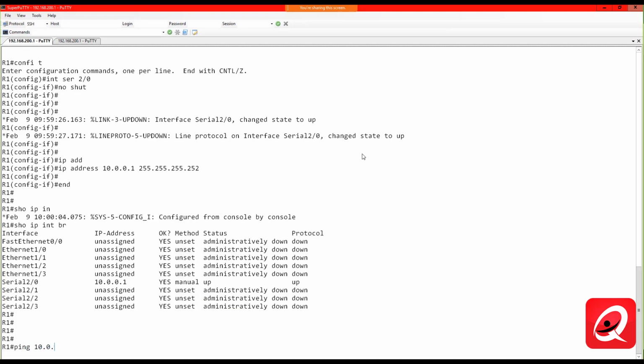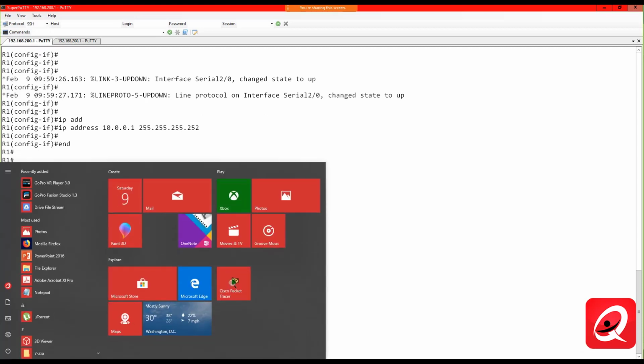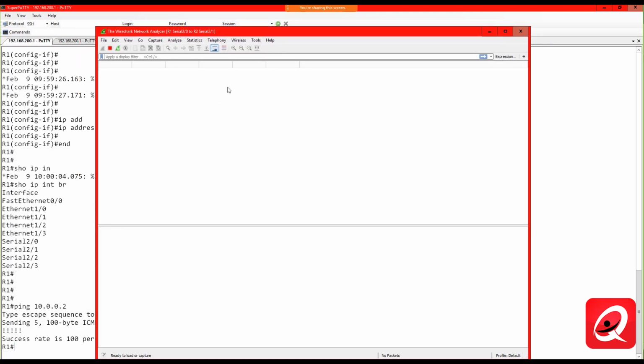All right, so I'm going to just do a ping to 10.0.0.2 and hopefully I'll see some of that traffic being captured. Let's go back to our Wireshark. Huh, not seeing any captures. Let's see. Restart the capture.